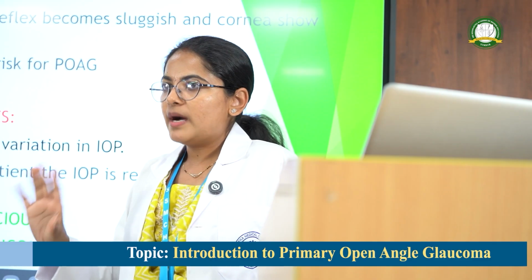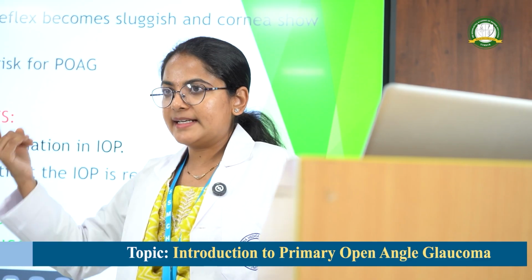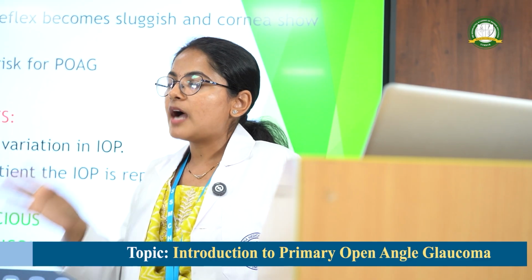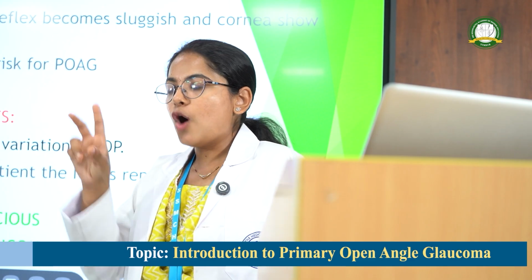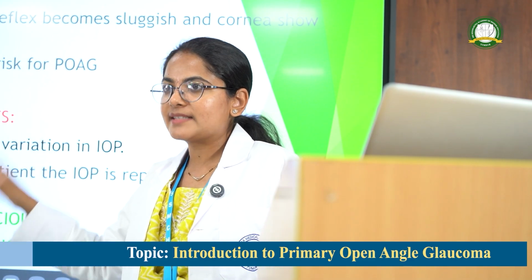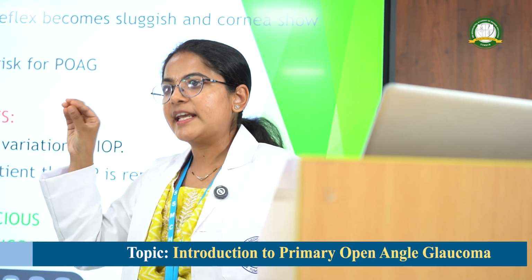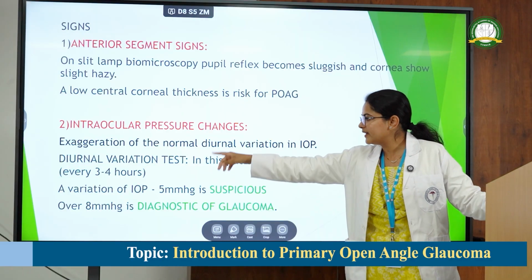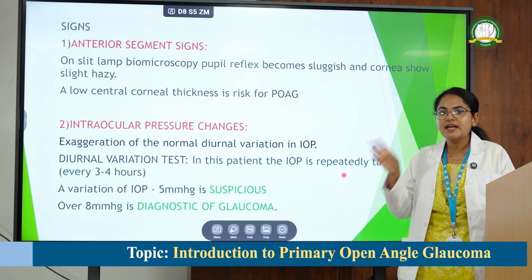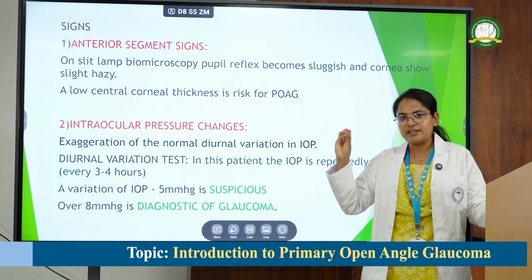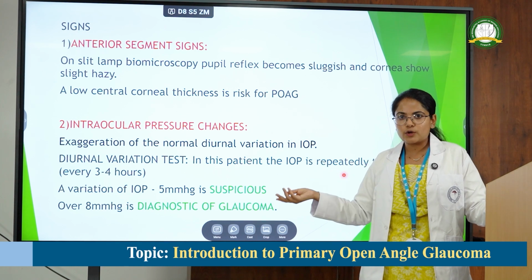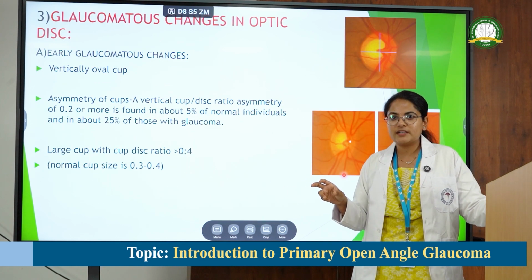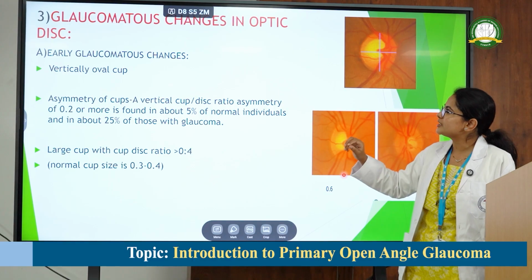So in glaucoma, during the morning IOP increases and at night IOP decreases. How much difference should there be to confirm it as glaucoma? There should be at least 8 to 10 mm Hg in the diurnal variation test. So morning and evening, a 10 mm Hg diurnal variation should be there to confirm it as glaucoma. Normally diurnal variation will be 3 to 6 mm Hg.